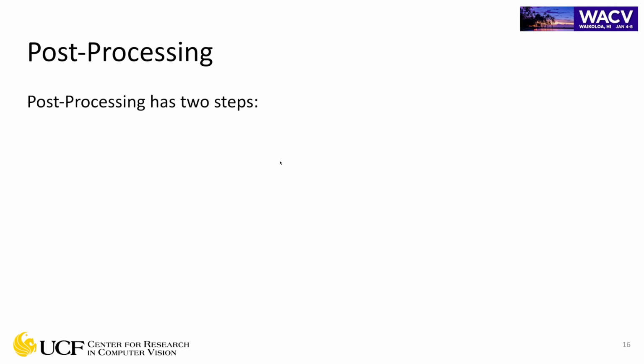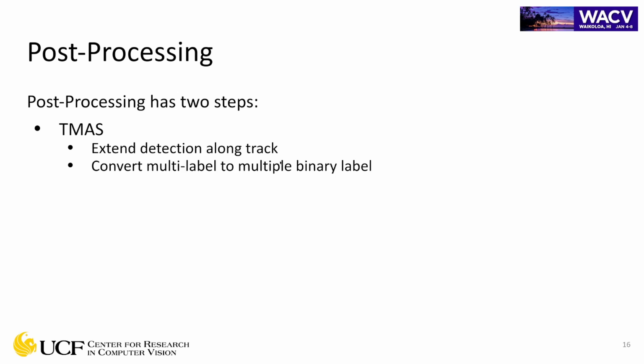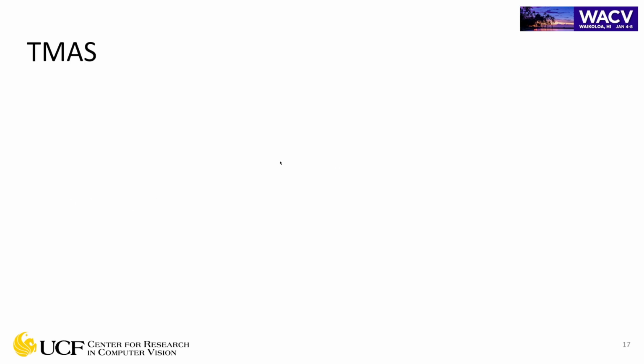Post-processing is performed in 2 steps. We have our TMAS algorithm that combines tracklet predictions along a track and then creates multiple single-class predictions from a single multi-label prediction. Then a non-maximum suppression step removes duplicate predictions.